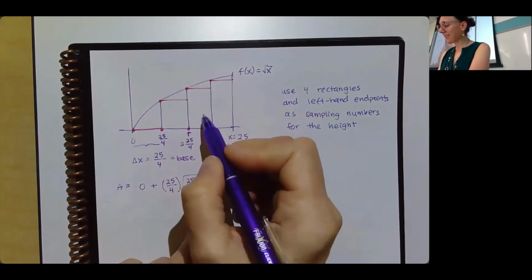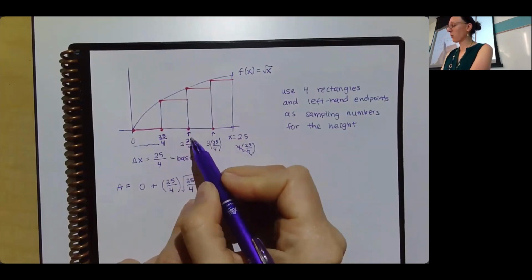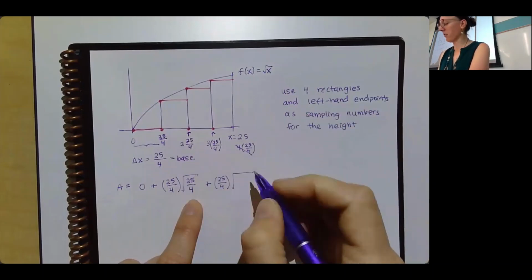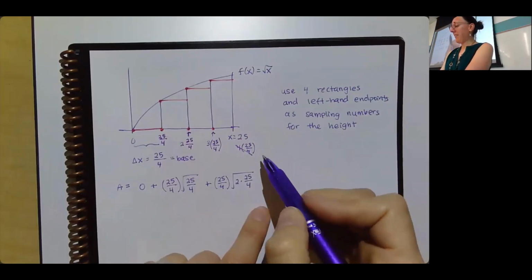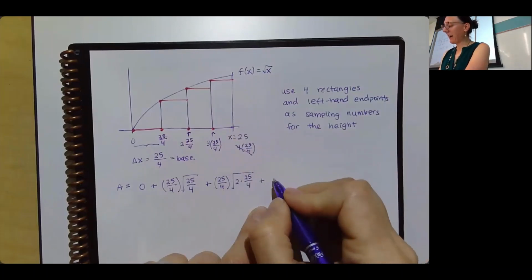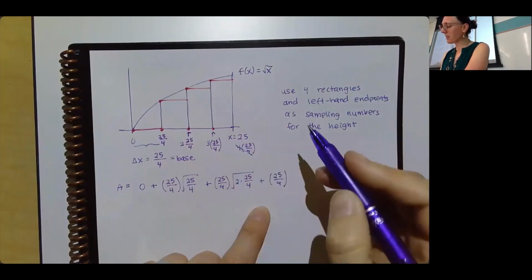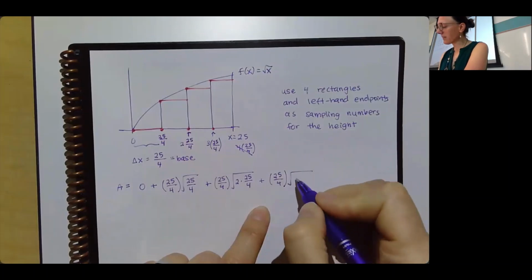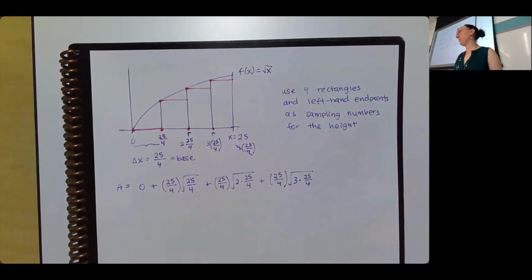That next one had a base that was 25 over 4. And the x value was 2 times 25 over 4. And that's what I'm going to put into the function. And that last piece, again, had a base that was 25 over 4. And the x value that I'm going to put into the function is 3 times 25 over 4. Yes, a bunch of that could simplify, but we don't have to. We could just walk away and leave it like that.